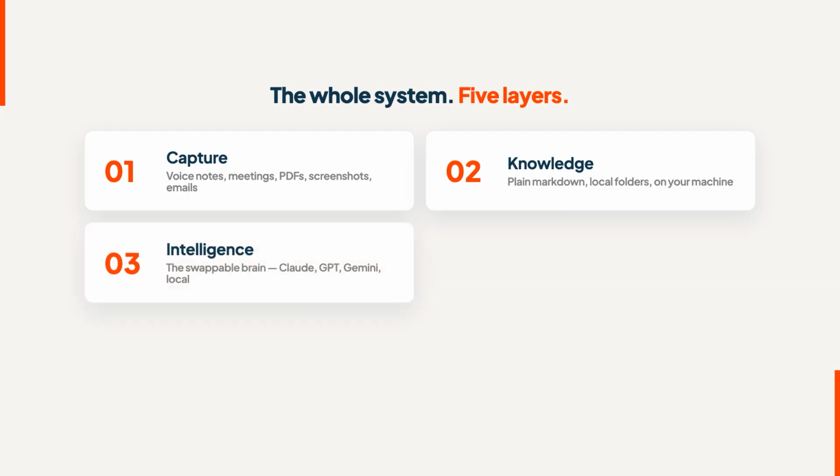Layer 3 is intelligence. The swappable brain. Claude, ChatGPT, Gemini, Codex, Kimi, GLM, all the local models out there. The replaceable part that you can change as AI models compete and get better. This is the driver of your OS, where you can start taking action on your knowledge, like a personal assistant that has access to all of your files and memory.